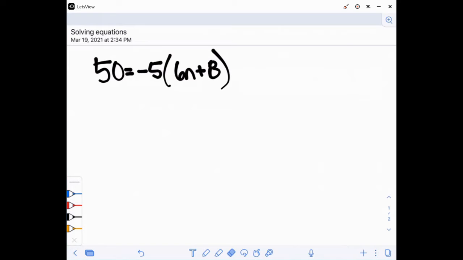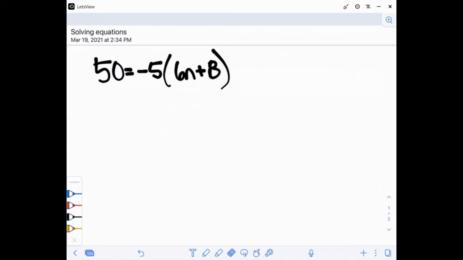All right, I'm going to go over two examples of solving equations. These ones are a little bit trickier because the distributive property is applied, but we've got some negative numbers. So that's at least for this first example: 50 equals negative 5 groups of 6n plus 8.